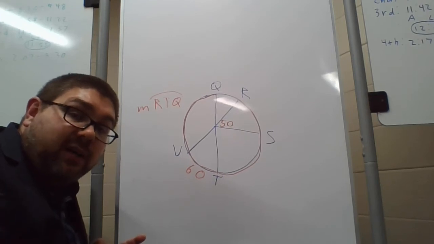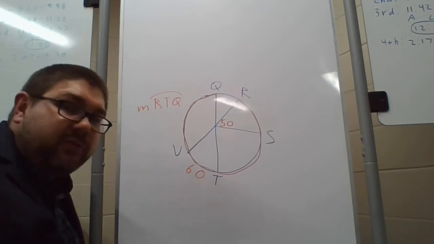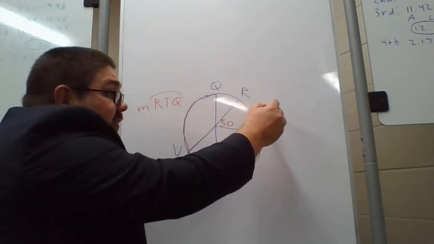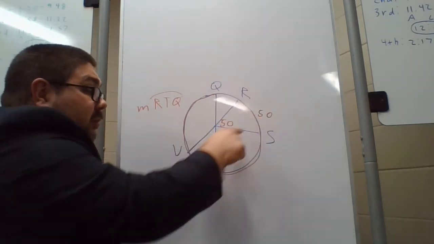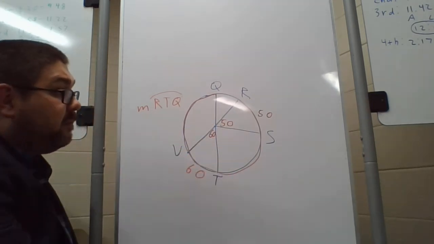This is going to take a little bit of previous information. Do you remember? Oh, first of all, let's label what we can label. This central angle is 50, so the arc is 50. This arc is 60, therefore the central angle is 60, okay?